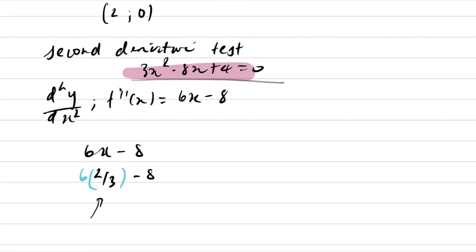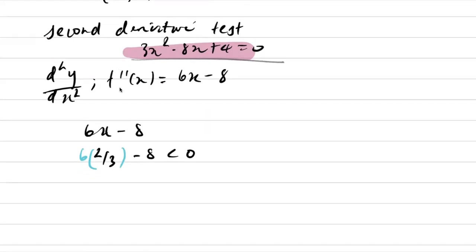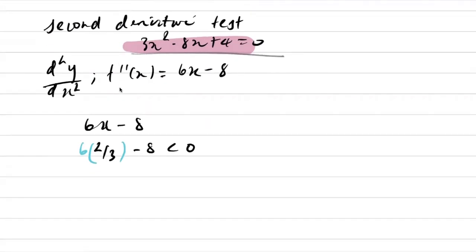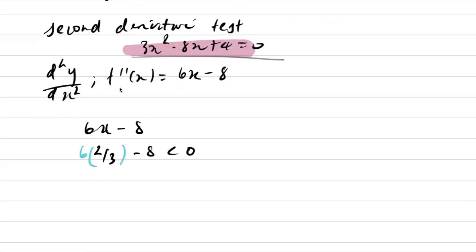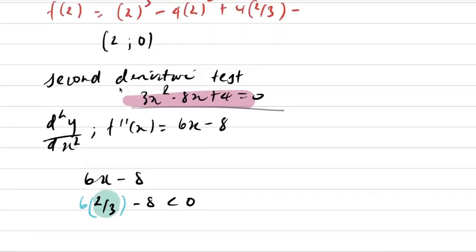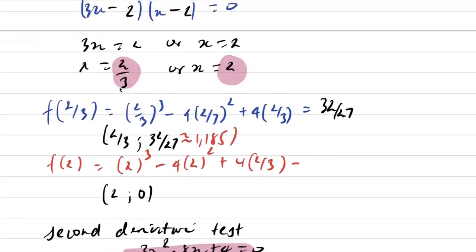Now, this is going to be a smaller number compared to 8. And if I'm subtracting 8, I'm going to get a negative number. I'm not interested in the answer. Now, since 2/3 gives me a negative number, I'm going to associate the turning point that is associated with the 2/3 input value x with the maximum turning point. So this turning point here is going to be a max TP.